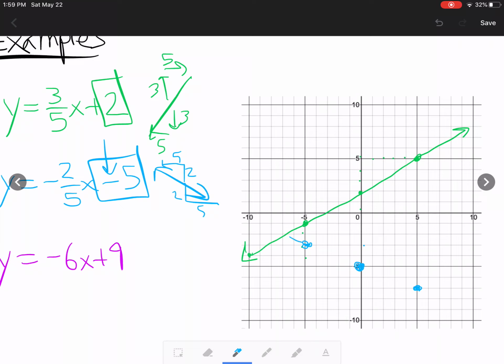Now I have 3 points. I want to connect them and draw arrows because this line goes on infinitely in both directions. You don't want to just stop it at those points.